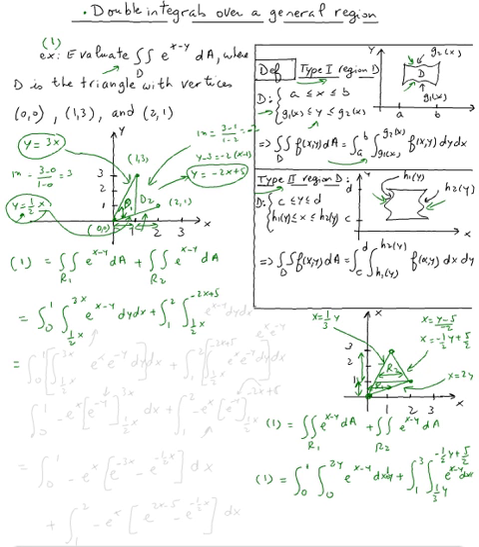Alright. Now, let's do one of them. We're not going to do both integrals, so let's do this one. I'm going to separate e^x. e^(x minus y) is equal to e^x times e^(minus y). So that would be equal to the integral from 0 to 1.